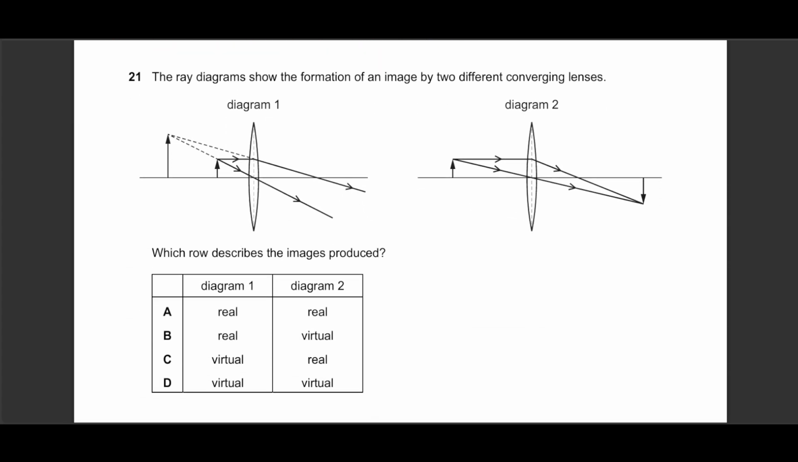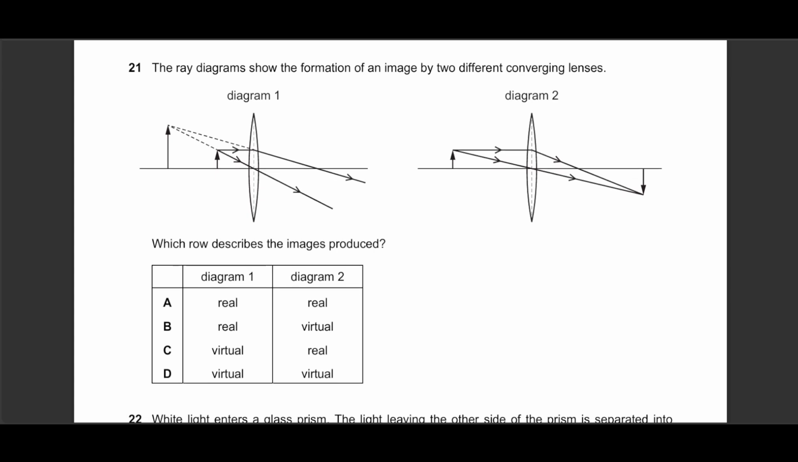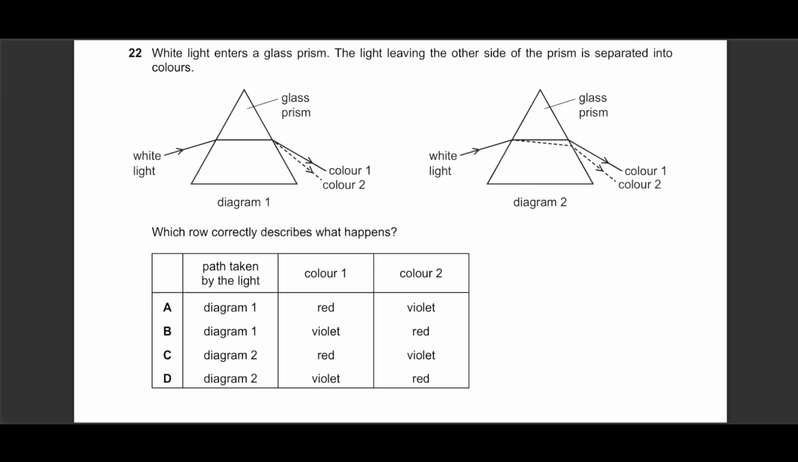Question number 21, converging lenses. He says which diagrams are which. So the diagram in case 1 is virtual because the object and the image are on the same side. And in this case, object and image are on the opposite sides. So the diagram in case 2 would be real. This is a fact, so this will be option C.